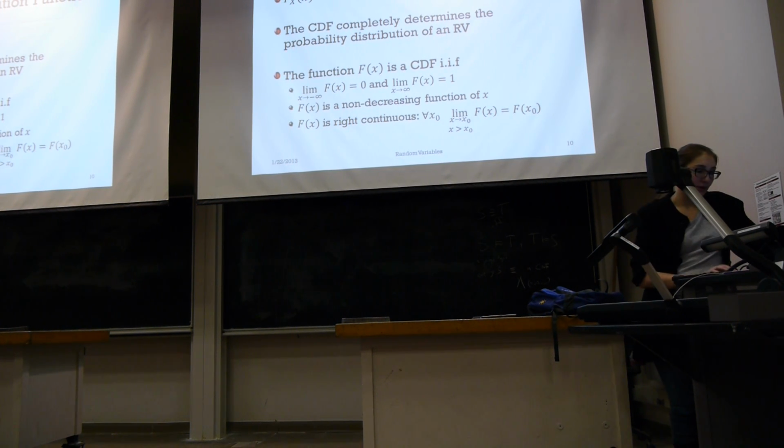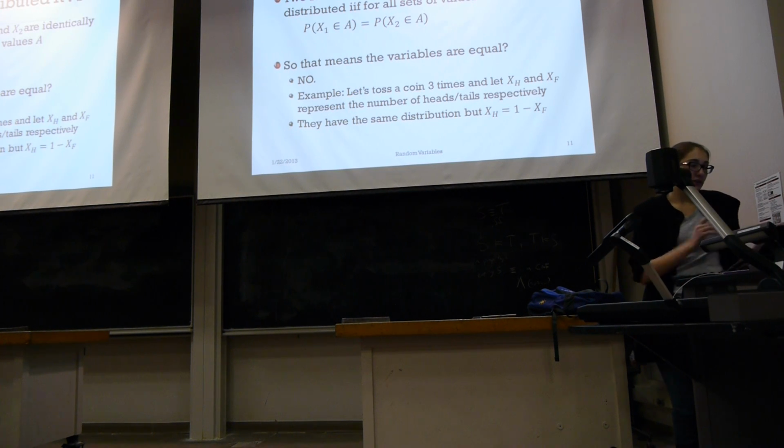So remember these things. Now, let's talk about identically distributed random variables. Two random variables are identically distributed if and only if, for all sets of values, the probability that the random variables will take these values is equal. Does that mean that the variables are equal? Well, no, it doesn't really mean that the values are equal. For instance, let's toss a coin 3 times and let two variables, XH and XT, represent the number of heads or tails respectively.